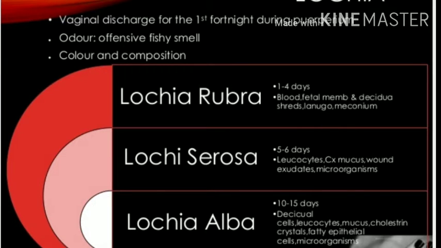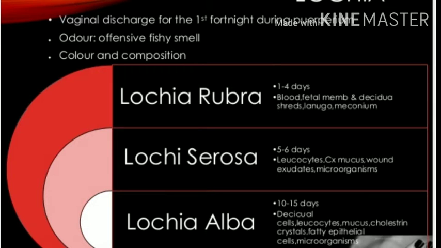The next one is lochia serosa. This exists from the 5th day till the 9th day. The color is yellowish or pink or pale brownish. This consists of less RBC but more of leukocytes, wound exudate, mucus from the cervix and microorganisms.